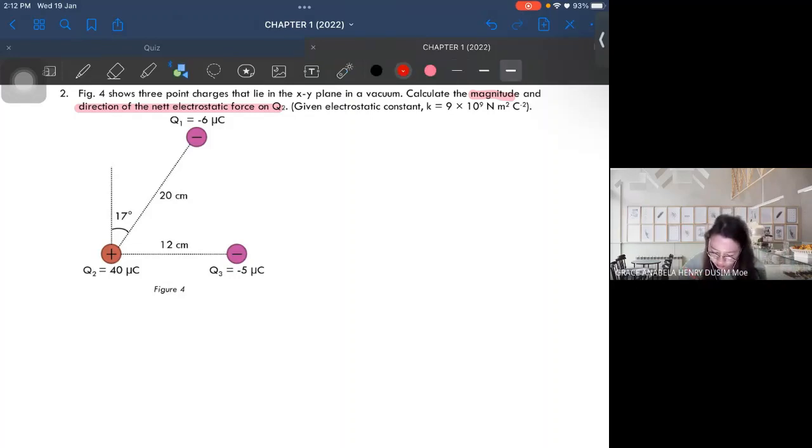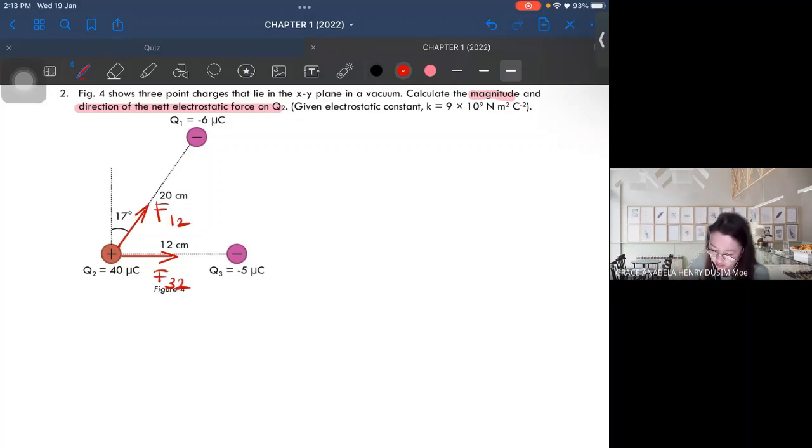Apply what we've learned before. So Q2, this is positive, this is negative. There will be an attractive force. So the arrow is going to be pointing towards Q1. Same thing applies to Q3. So this is force by 1 on 2. Okay, and then this one is force by 3 on 2. Okay, so you've done that.